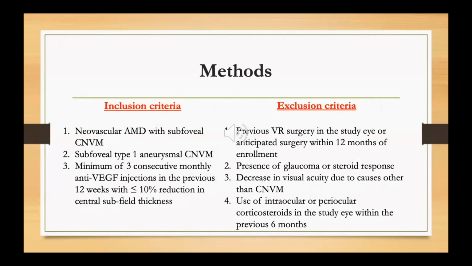Patients who had prior vitreoretinal surgery or anticipated within the next 12 months, those who had glaucoma, or had decrease in visual acuity due to causes other than CNVM, and those who had received intraocular or periocular corticosteroids in the study eye in the previous 6 months were excluded from the study.